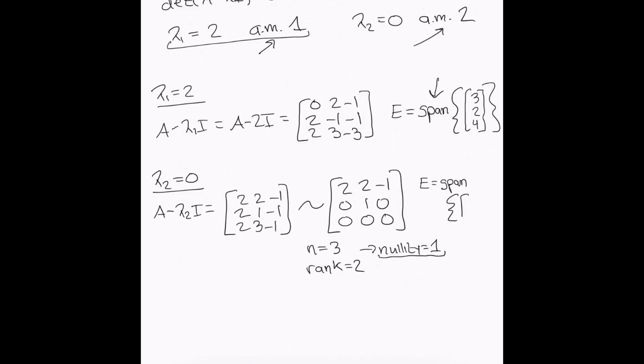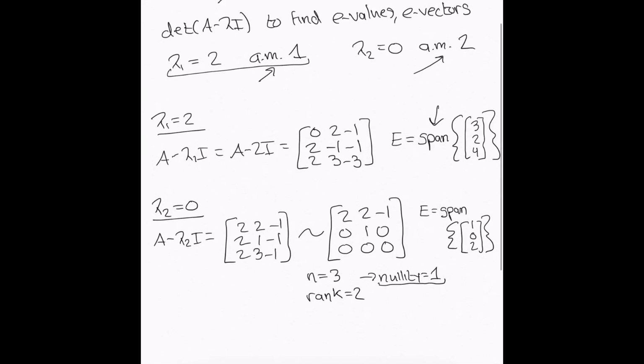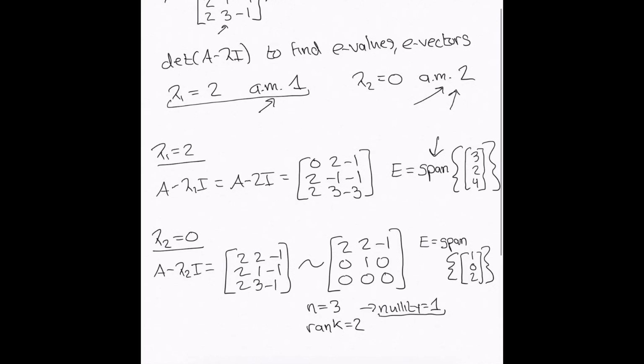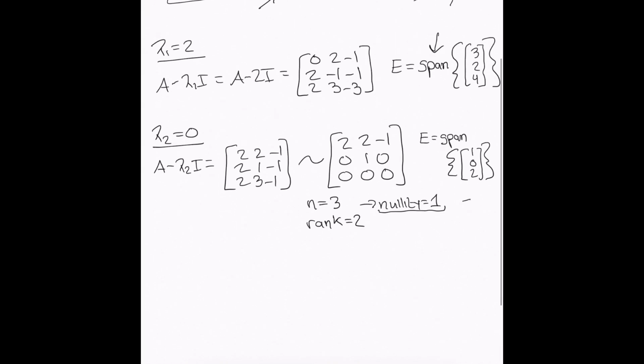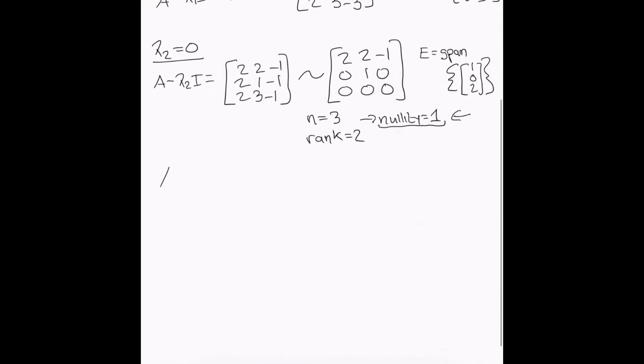Again, I'm writing it in this weird notation, but let's go ahead and make it (1, 0, 2). That works perfectly fine. And that's my entire eigenspace here. But remember, we said that our algebraic multiplicity was 2, yet we have a geometric multiplicity of 1, so A is defective. That's our conclusion here.